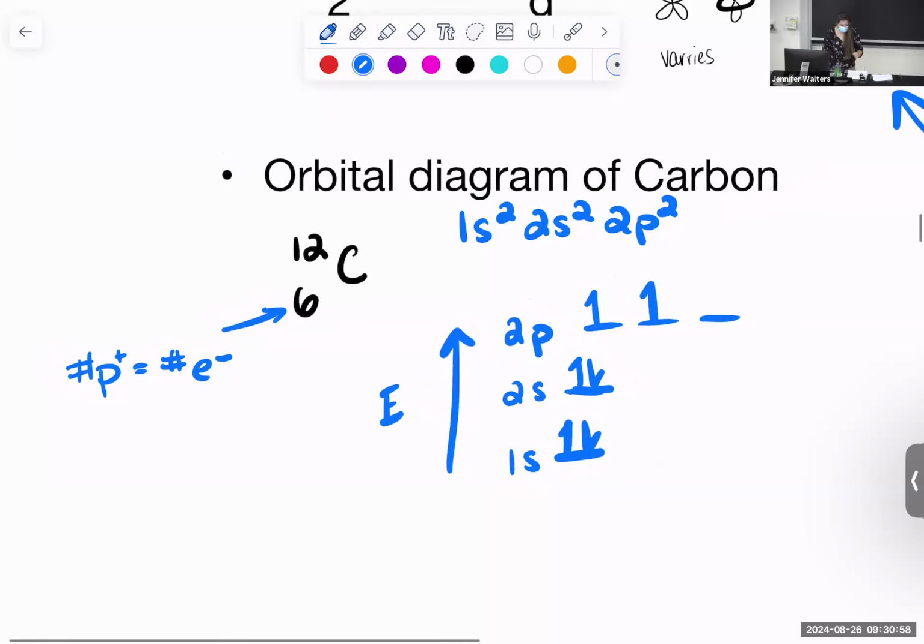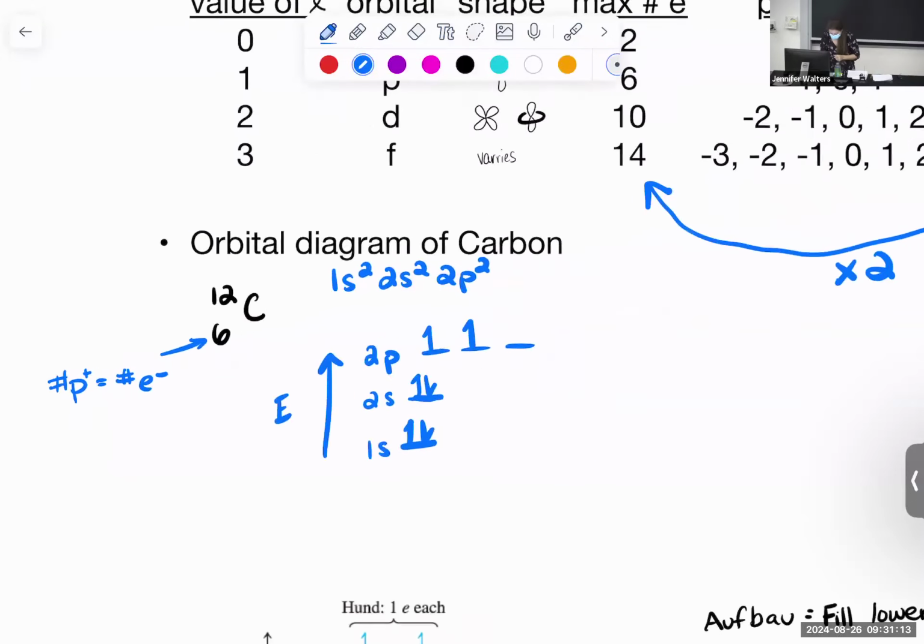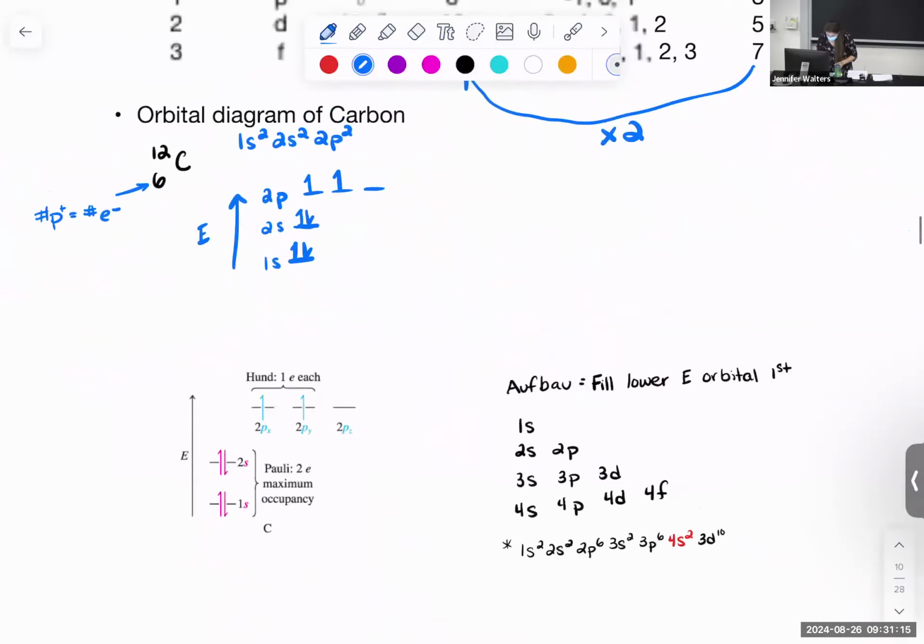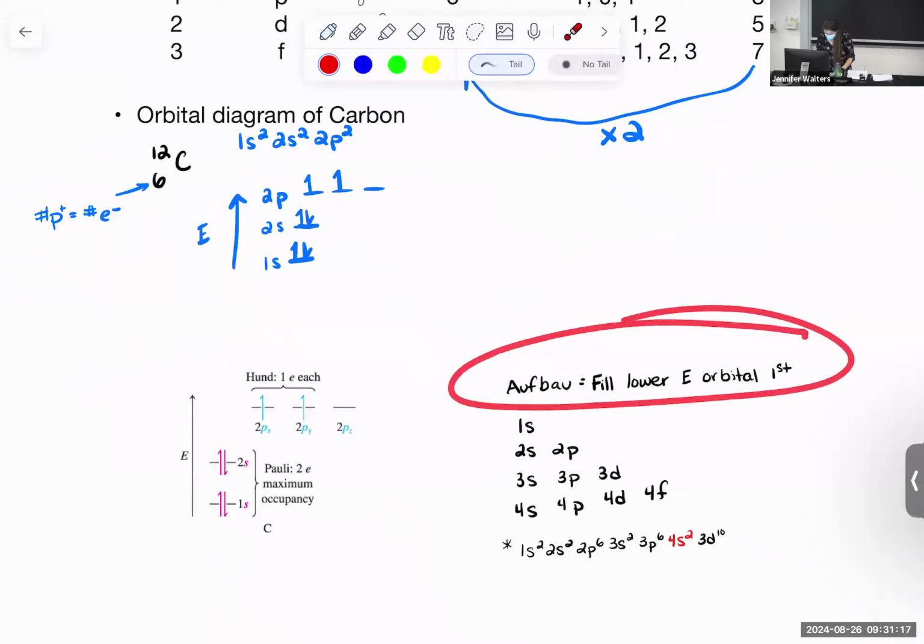Does anyone remember what the rule was that said that we had to fill from lowest energy first? It wasn't Hund's rule. That was close. Yeah, it's Aufbau. So Aufbau says you have to fill the orbital of the lower energy first.